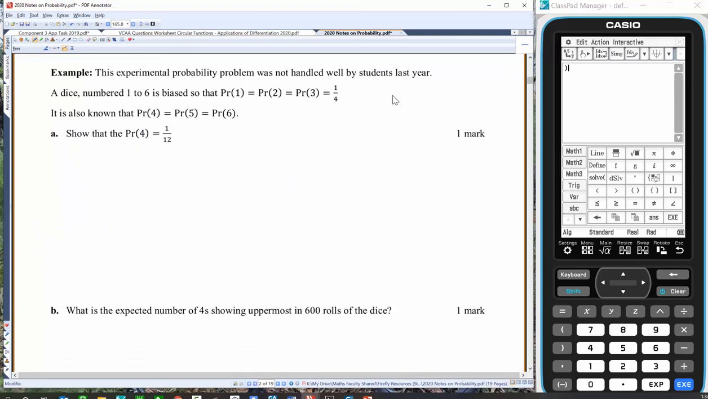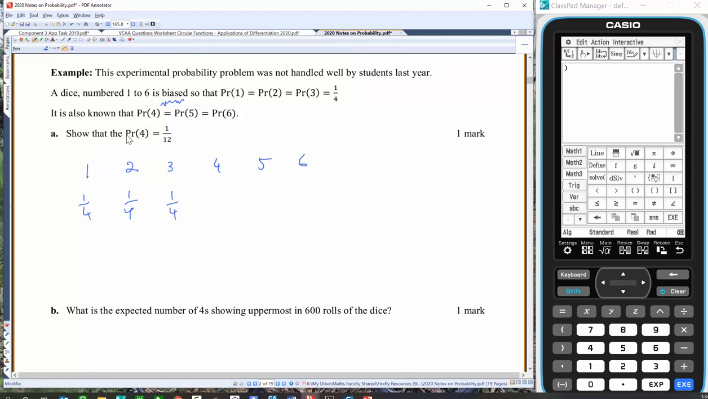All right, here's a good question from last year on experimental probability and was done really poorly actually. A dice numbered 1 to 6 is biased. That means that there's a problem with the dice. Well, not a problem with it, but just that particular things are more likely to come up than other things. Okay, so probability of 1 and the probability of 2 and the probability of 3 are all the same thing. So that means that the chance of getting a 1 is a quarter, the chance of getting a 2 is a quarter, the chance of getting a 3 is a quarter, 4, 5, and 6 then is what I'm after.